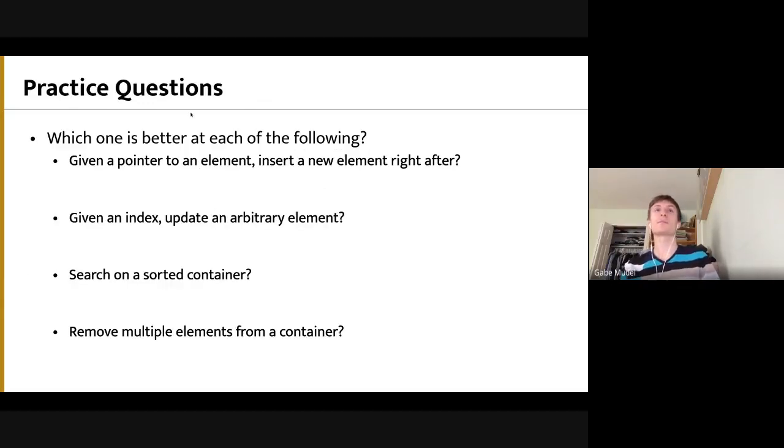Okay, some practice questions on vectors versus lists. Which one is better at each of the following? Again, we're comparing vectors versus lists here. For each of these, put whatever you think the answer is. If you think the answer is vector, list, list, vector, then just put VLLV. I'll give you guys a minute and a half again.